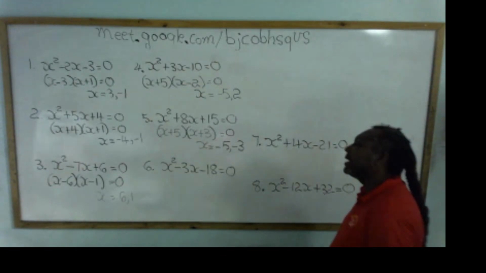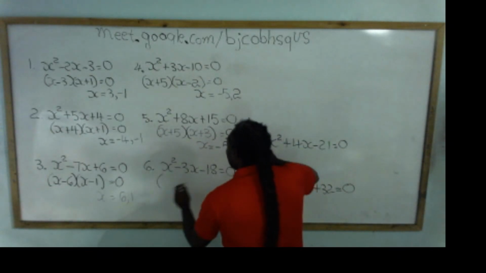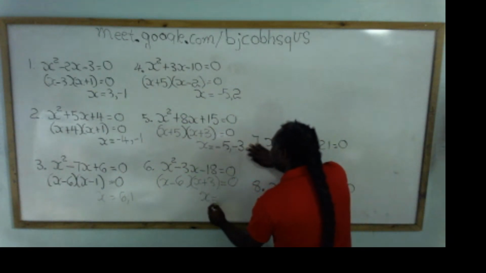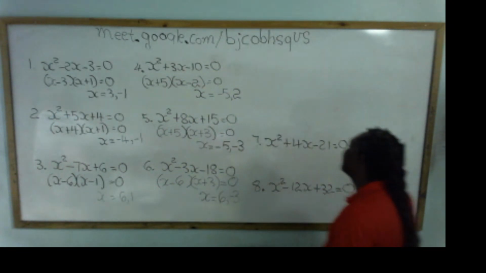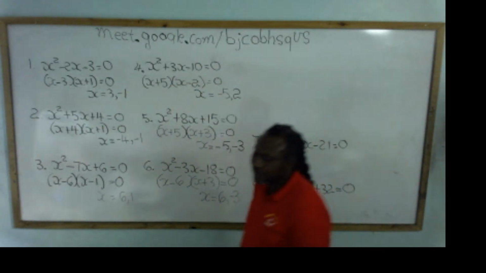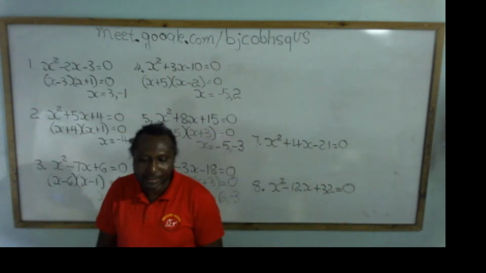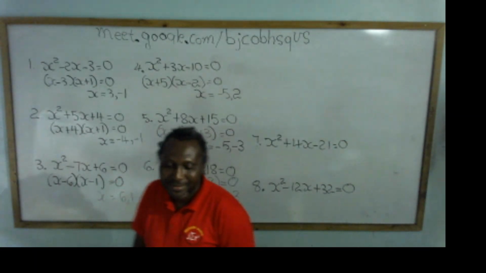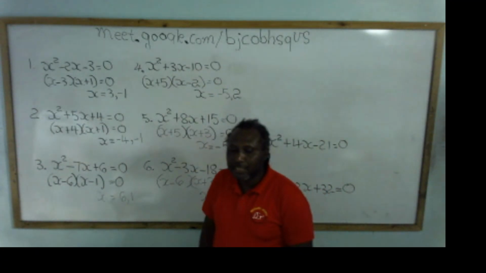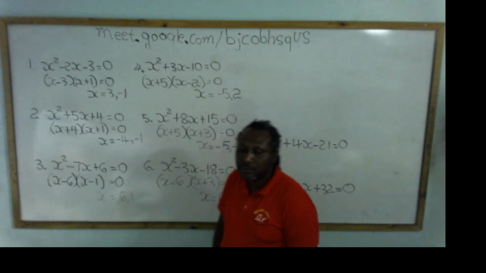Negative 6 and a positive 3 is correct. So x is equal to a positive 6 and a negative 3. Finish up. One says one or the other. But when you put it on the graph, it is not one or the other. It's both of them. On the graph, it's not one or the other. It's both. It has two roots. Let's continue.